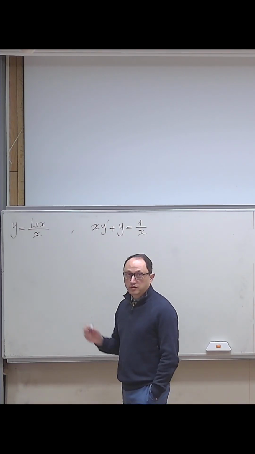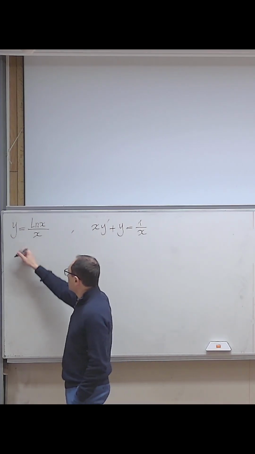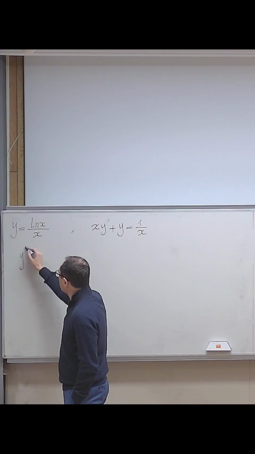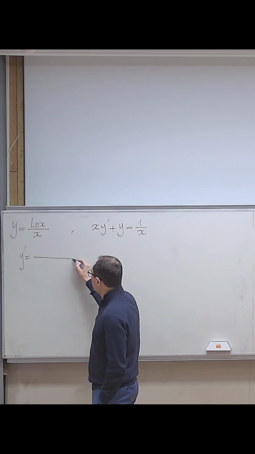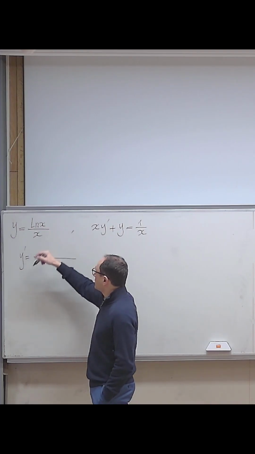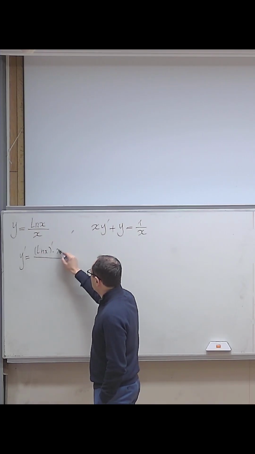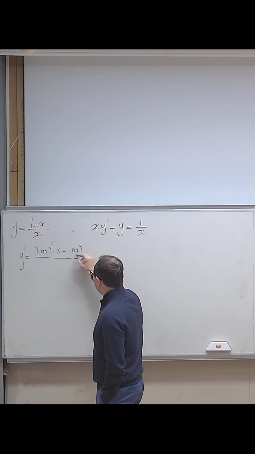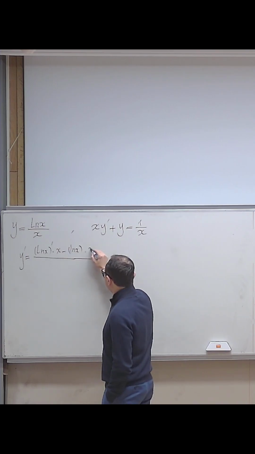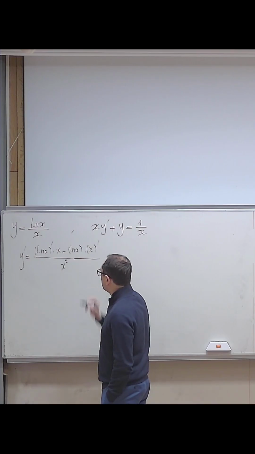We want to confirm that it is true. Okay, so we need y prime, so I have to calculate y prime first. But because this is a fraction, I need to use the quotient rule. So the quotient rule tells me that if you want to differentiate a fraction, differentiate the numerator, multiply it by the denominator, minus, take the numerator itself and multiply it by the derivative of the denominator, divided by denominator squared.